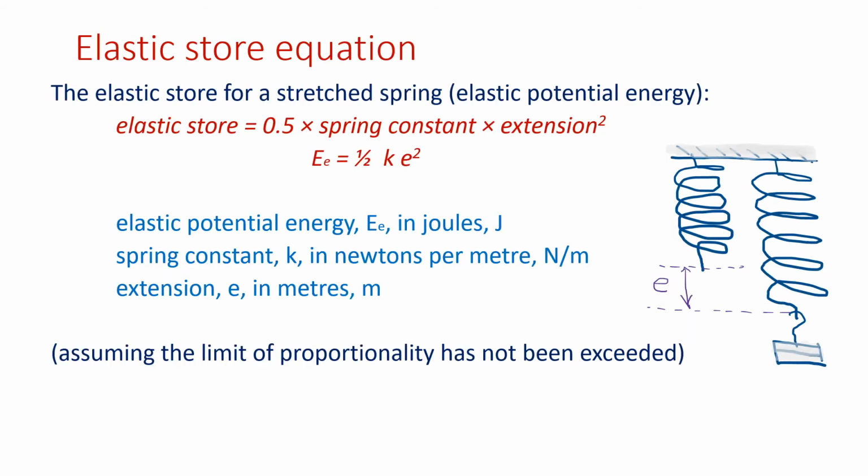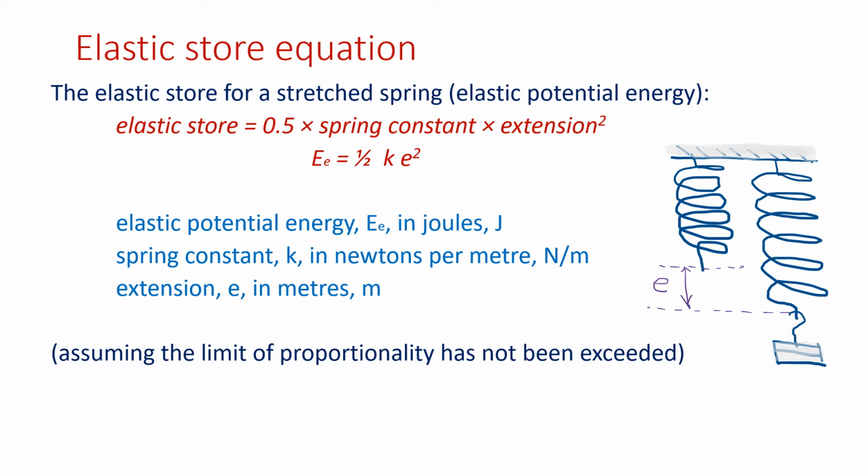This is the equation for the elastic store of energy. Elastic store equals 0.5 times spring constant times extension squared. The elastic potential energy, which is another name for the elastic store of energy, is in units of joules. The spring constant k is in newtons per meter, and the extension e is in meters. So the spring constant tells us how stiff the spring is in newtons per meter. The higher the value, the stiffer the spring.